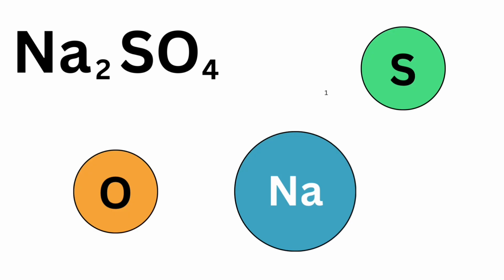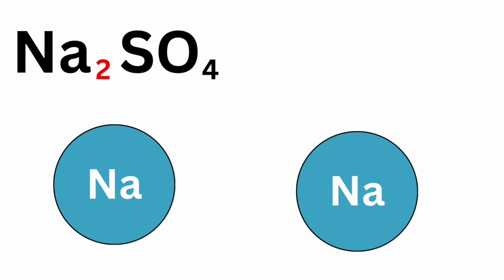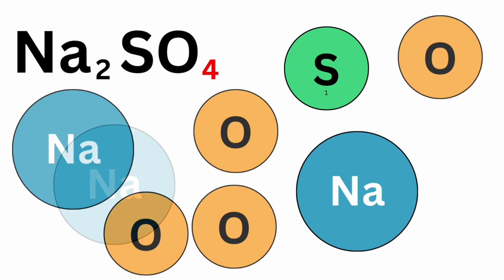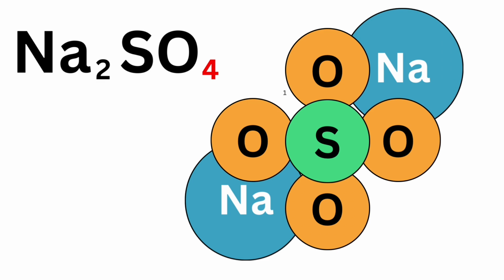Let's start by looking at sodium sulfate, which has the formula Na2SO4. The letters in the formula tell us that this compound contains atoms of sodium, sulfur, and oxygen. The 2 after the Na tells us that there are 2 atoms of sodium. There's no number after the S, which means that there's 1 atom of sulfur. And the 4 after the O tells us that there are 4 atoms of oxygen. So when we pull that all together, sodium sulfate looks something like this.